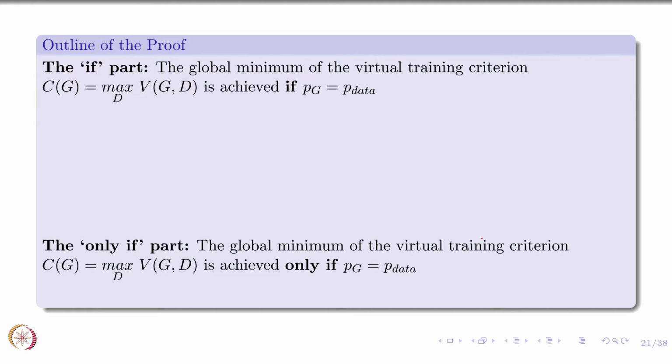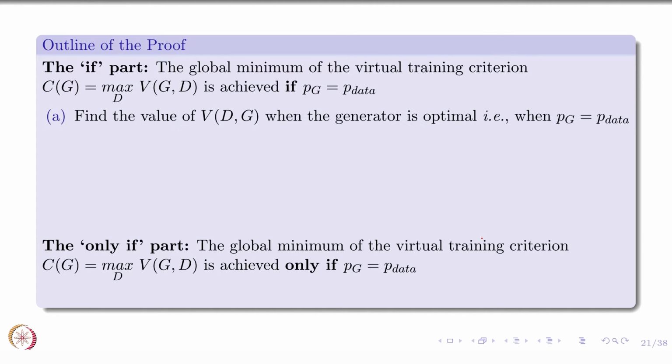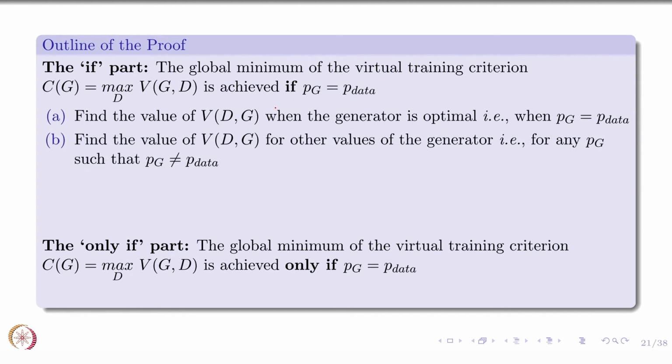So to show the if part, I have to show the following. First I have to find this value of VDG when PG is equal to P data, because that's what the if condition says, okay? So I'll find what this value of VDG is, or rather actually CG is, okay? Then I'll find the same value when PG is not equal to P data. So I know what the value is when PG is equal to P data, and I know what the value is when PG is not equal to P data for any other PG.